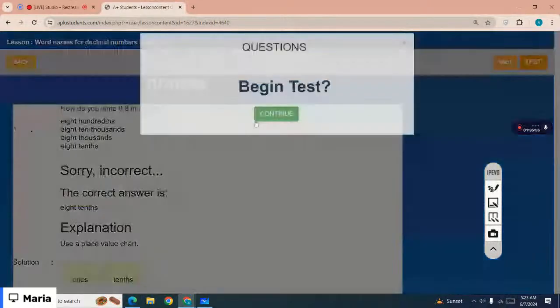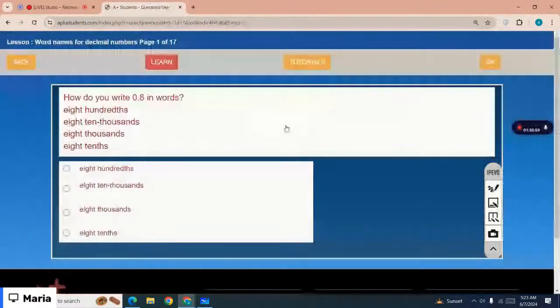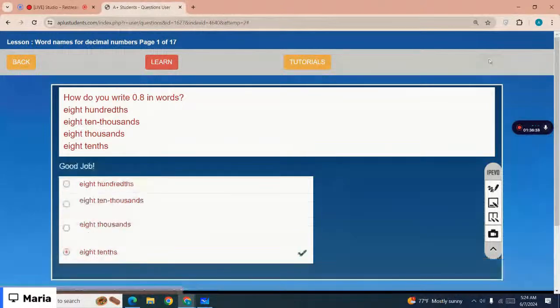Let's just start with the test questions. How do you write 0.8 in words? That's the one we just did. So which is the correct option? That is 8 tenths. Got it? Because 8 is at the tenth position. So that is 8 tenths. Option number 4 is the correct option.